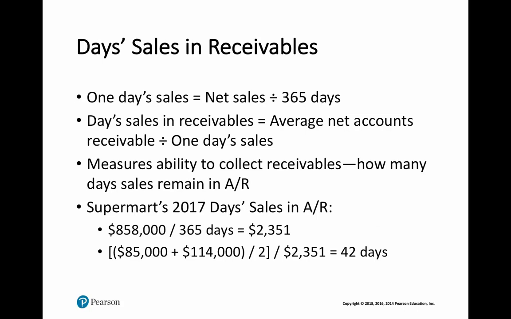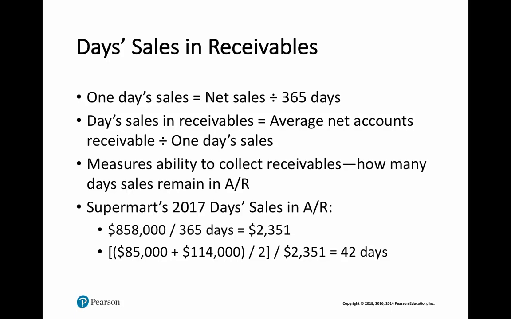Again, our days sales in accounts receivable. One day's sales equals our net sales divided by 365. Days sales in accounts receivable equals our average net accounts receivable divided by one day's sales. This is basically what I was just saying when we divided 12 months by our AR turnover, which gave us 1.27. This is another way of solving it. So 42 days, which is about 1.27 months, about the same.